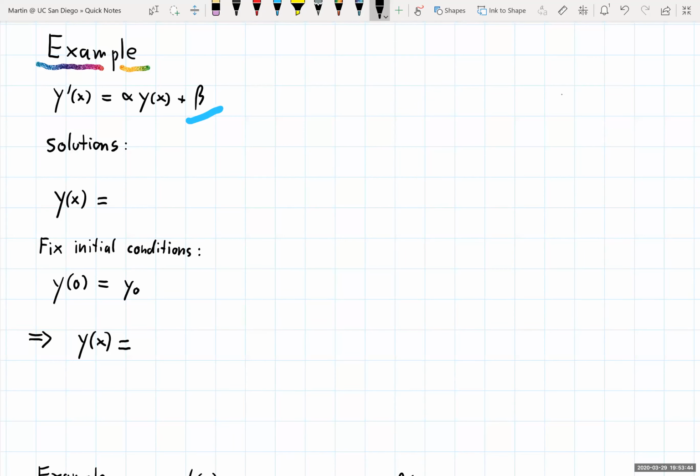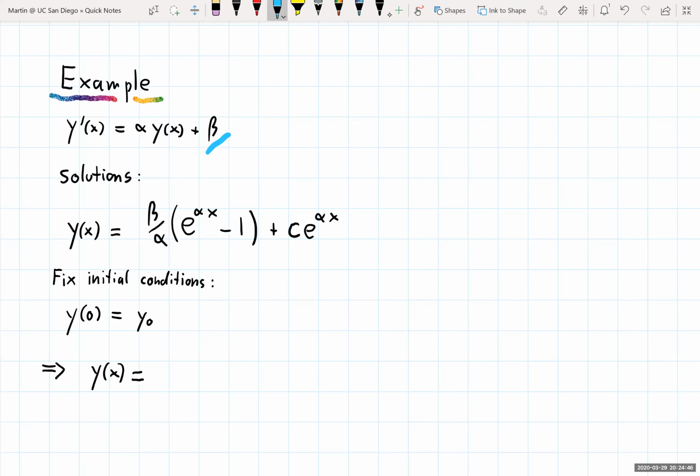Now, what is the solution to that? If beta equals 0, we just have the same example as before. So we guess that our solution, at least our general solution, will look kind of similar. Now, the solution looks slightly more complicated than in the previous example. So what we recover from the previous example is this term here, c times exponential of alpha x, where again c is the constant of integration. And now this new term here, beta over alpha times exponential of alpha x minus 1.